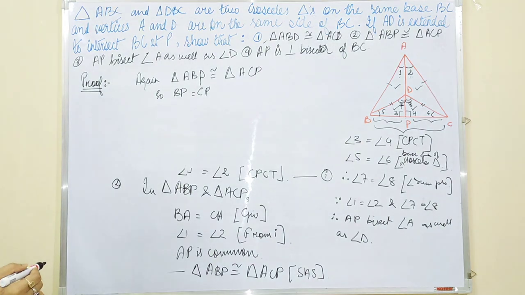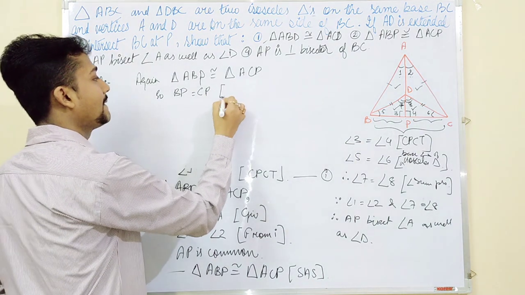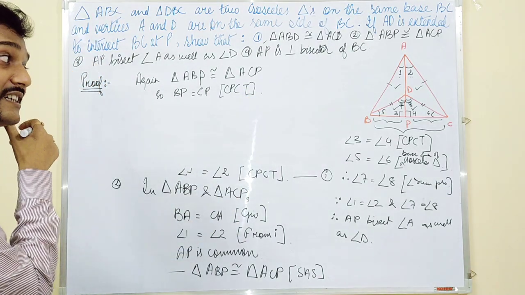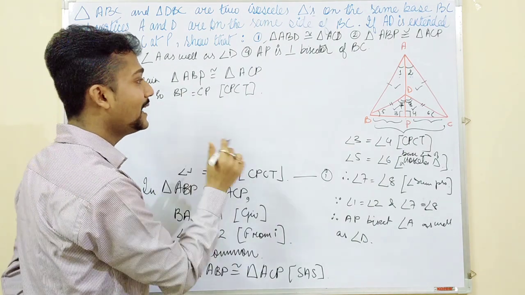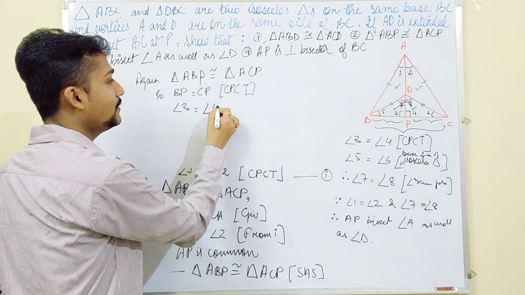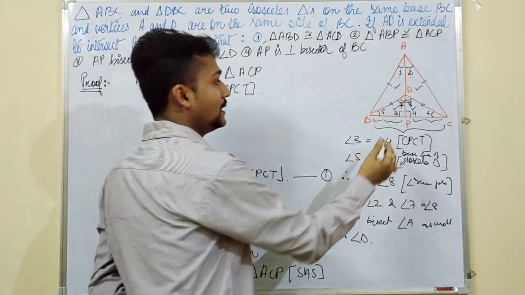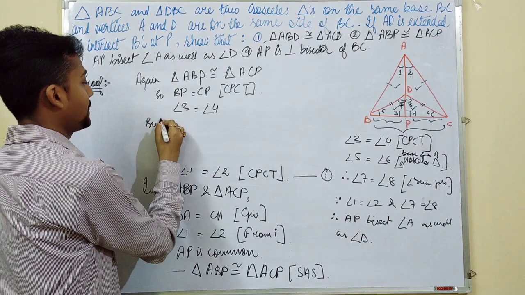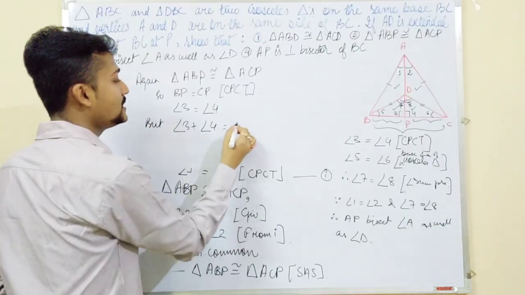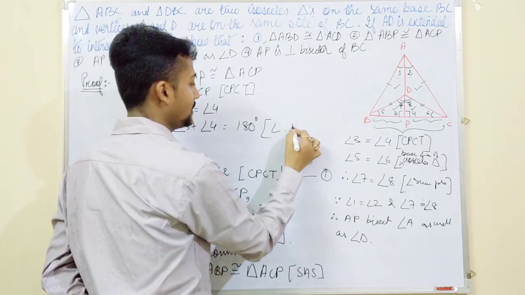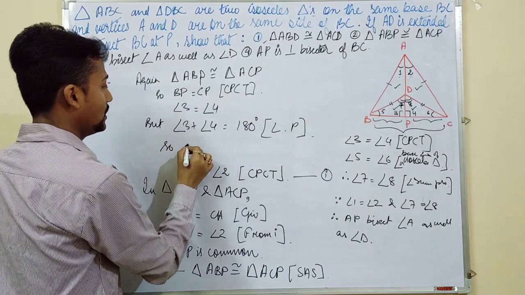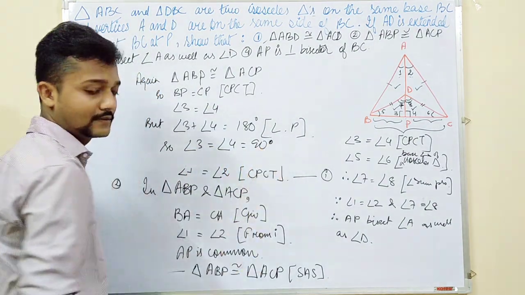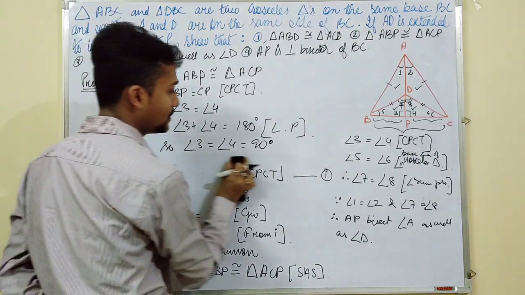So till this much we have come to know that BP is equal to CP and angle 3 is equal to angle 4. But angle 3 plus angle 4 is equal to 180 degrees, a linear pair. So angle 3 is equal to angle 4 is equal to 90 degrees.